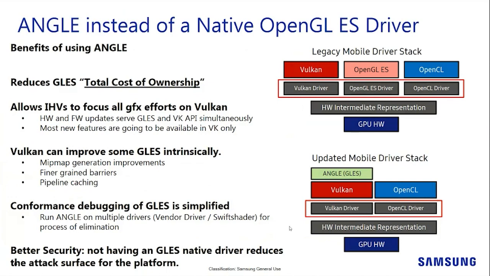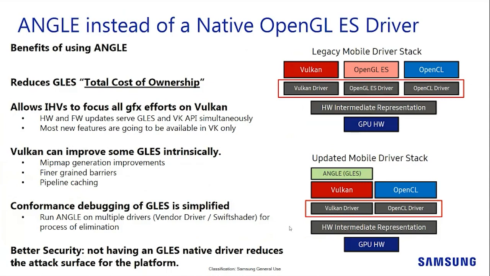We did find, and I'll be honest, very few situations where having Vulkan underneath GLES actually improved performance intrinsically. MIP map generation improvements, finer grained barriers, pipeline caching, all are improved by having GL on top of Vulkan. But for the most part, I'll get to that later, but conformance debugging of GLES is also simplified. So you're decoupling your GL implementation from your hardware. And so as long as you have a Vulkan conformant driver, your GLES is also conformant. That's a pretty exciting statement. I just want to say that one more time.